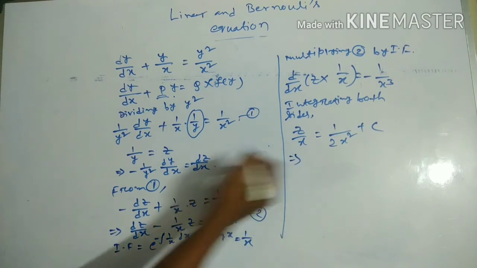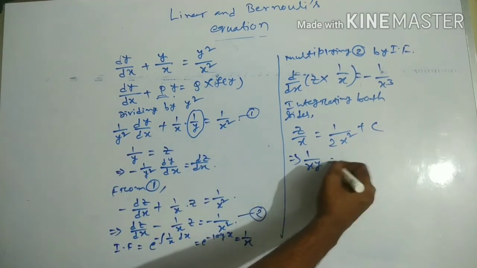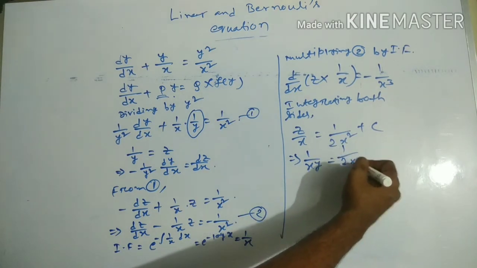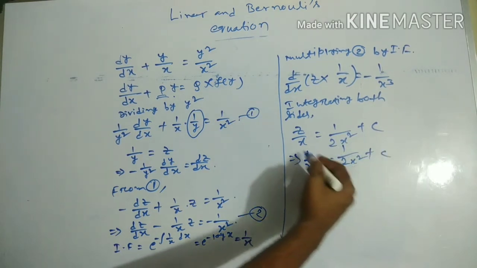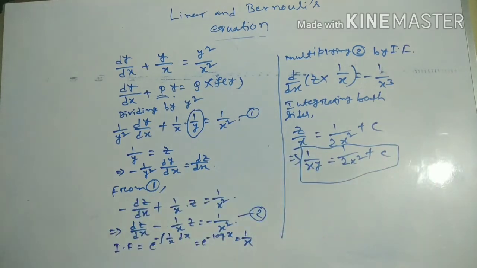Now we put the value of z, that is 1/y. So 1/(xy) will be equal to 1/(2x²) plus c. So this is the general solution of the given Bernoulli's equation. Now I will take another example for the second general form of Bernoulli's equation.